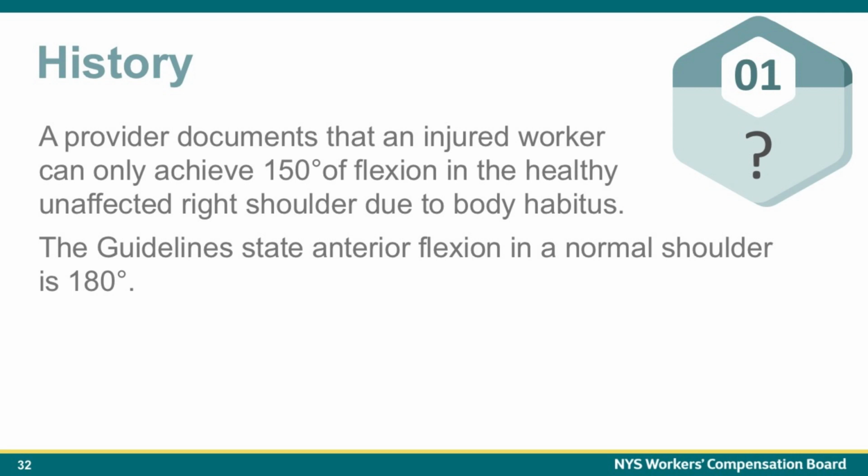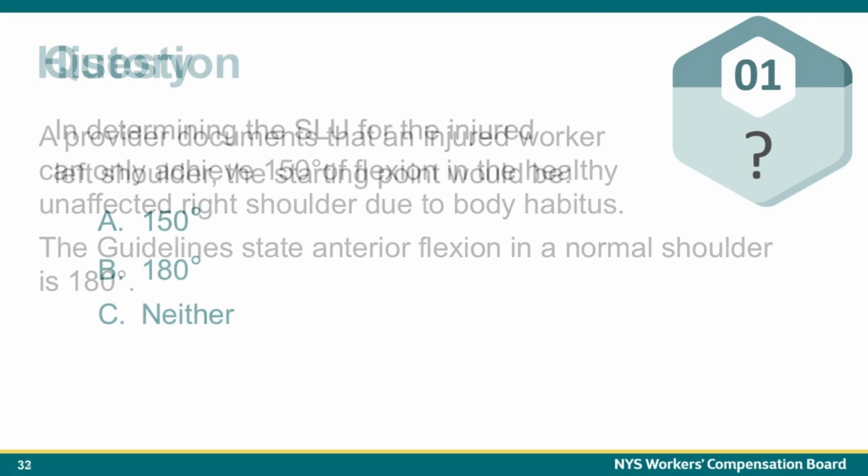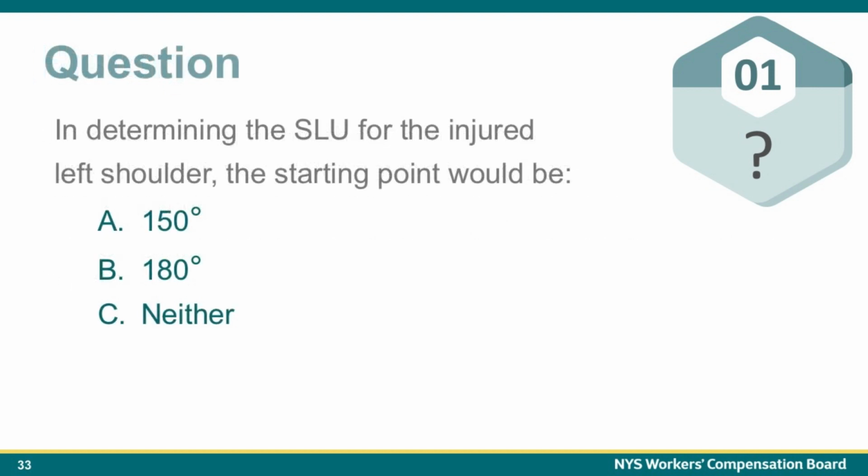A provider documents that an injured worker can only achieve 150 degrees of flexion in the healthy, unaffected right shoulder. The guidelines state interior flexion in a normal shoulder is 180 degrees. In determining the SLU for the injured left shoulder, what is the starting point? Is it A, 150 degrees, B, 180 degrees, or C, neither?